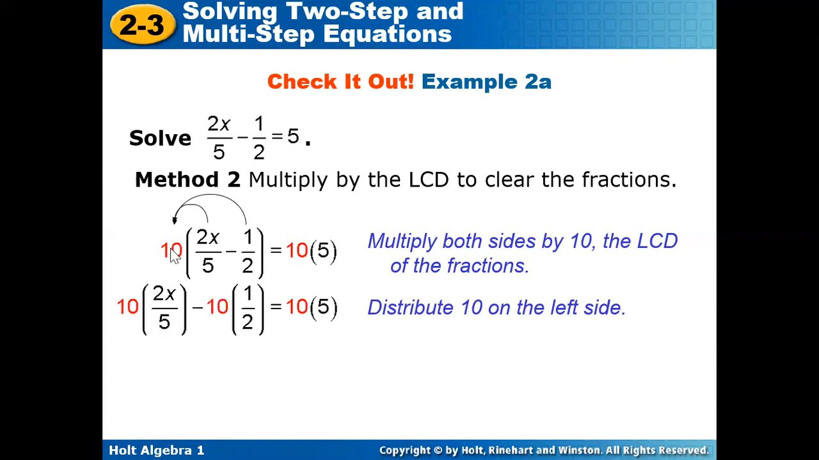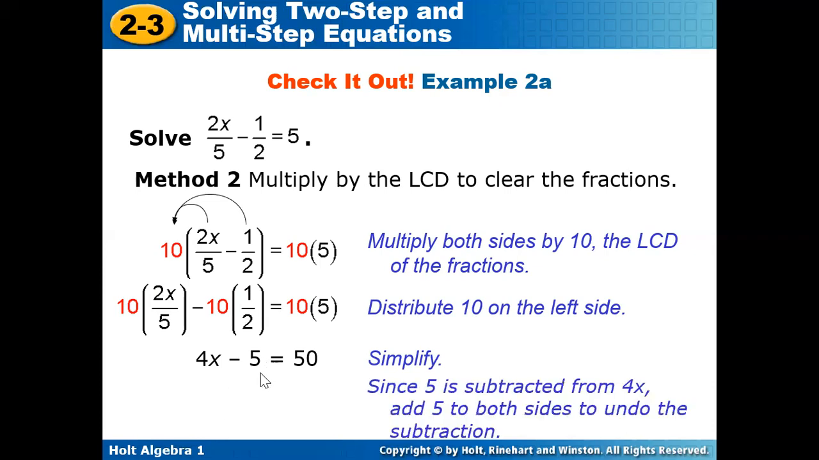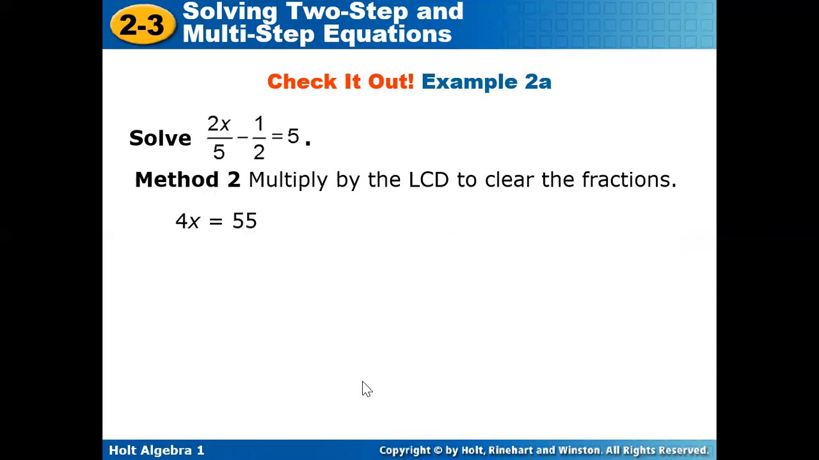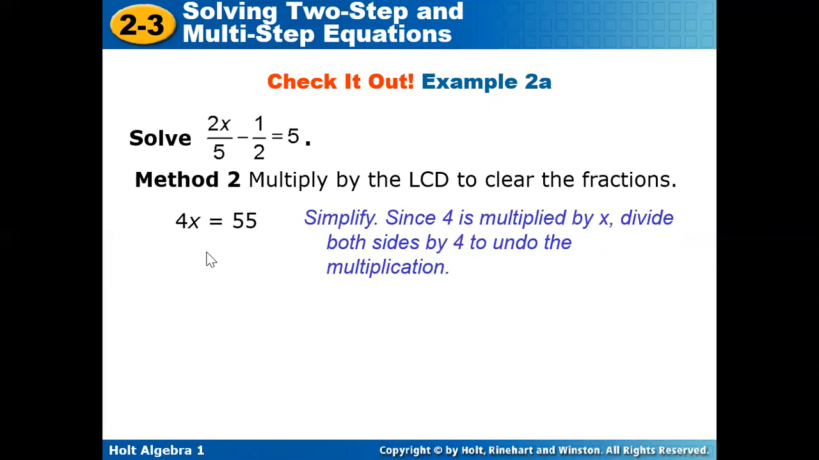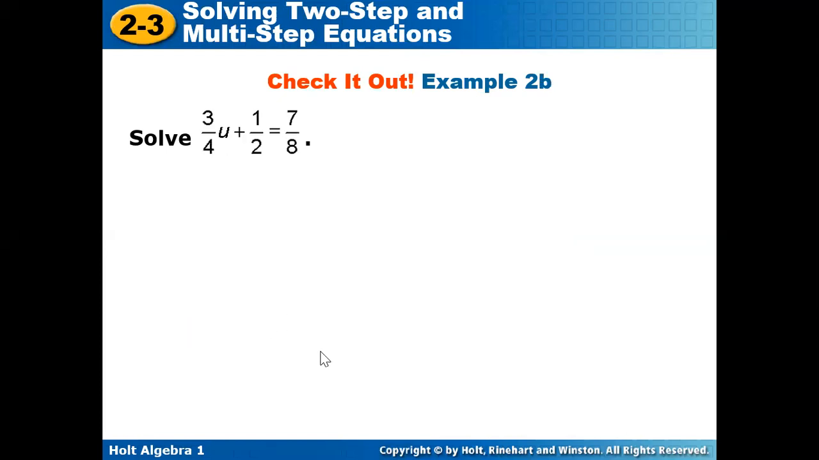Distribute your 10, right? 10 times 2 is 20, divided by 5 gives us 4. Negative 10 times 1 is 10, divided by 2 gives us negative 5. Then it's equal to 50. We solve the problem in the same way. You got a negative 5, so you need a positive 5, so you're adding 5 to both sides. Gives you 4x is equal to 55. We're multiplying 4 times x here, so we are going to divide by 4. x is equal to 55/4, right?